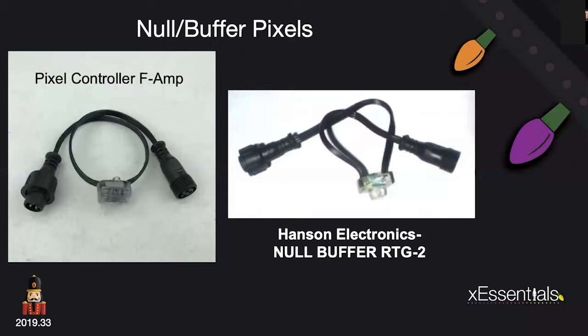The buffer pixels are a lot better than trying to set up a null pixel. Why? Because you can just plug them in. With a null pixel, you have to go into your controller, configure a null pixel, make sure you count right to where the null pixel is going to be sitting. And even then, you still got to solder on pigtails, because normally it's only going to be a single pixel. With this, you can literally drop it in line.